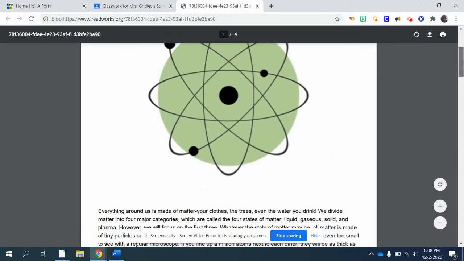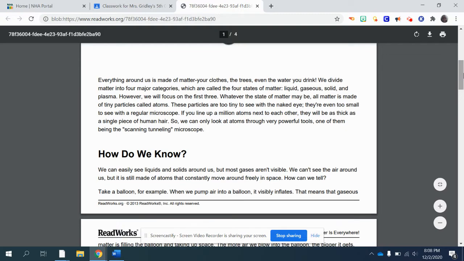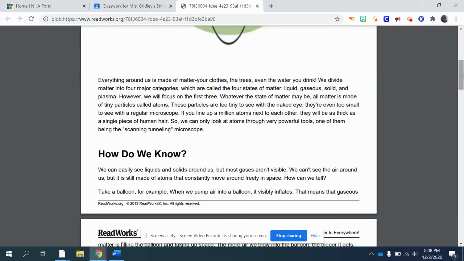Matter is everywhere. Everything around us is made of matter. Your clothes, the trees, even the water you drink. We divide matter into four major categories, which are called the four states of matter: liquid, gaseous, solid, and plasma. However, we will focus on the first three.